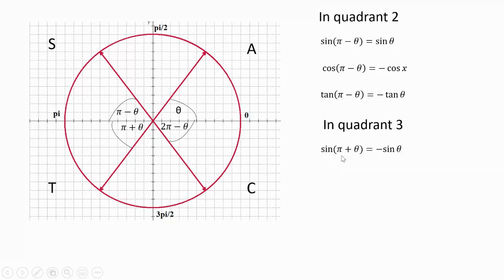And in quadrant 3, sine is going to be minus sine. Cosine is going to be minus cosine because that's quadrant 3. Tan is going to be tan because it's quadrant 3. Oh, sorry, I didn't mean to end the presentation there. All right, but let me stop sharing that for now.